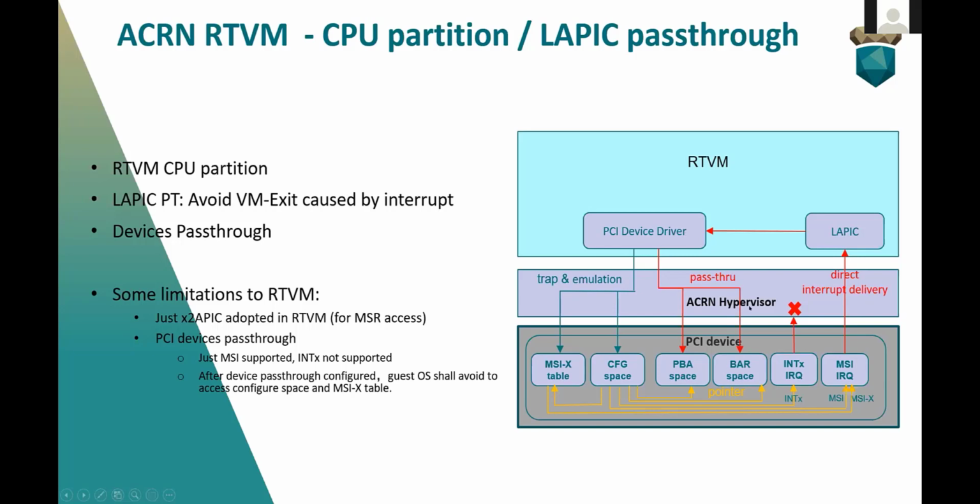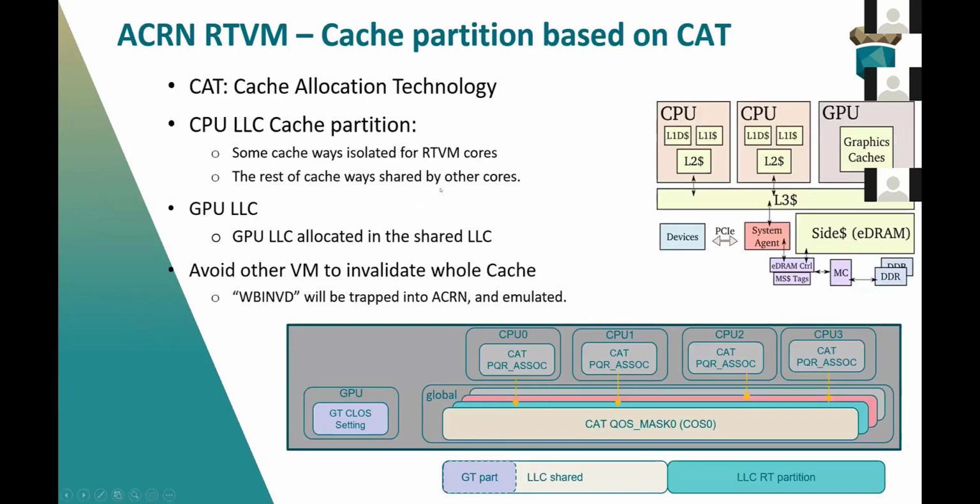It will not need a trap to the hypervisor. Also, for MSI IRQ, the device can deliver the interrupt to the LAPIC directly, to the RTVM directly. It will be neutral; the hypervisor will not impact it. This is the main part of the work done for the ACRN project. During my speech, if you have questions, you can interrupt me.